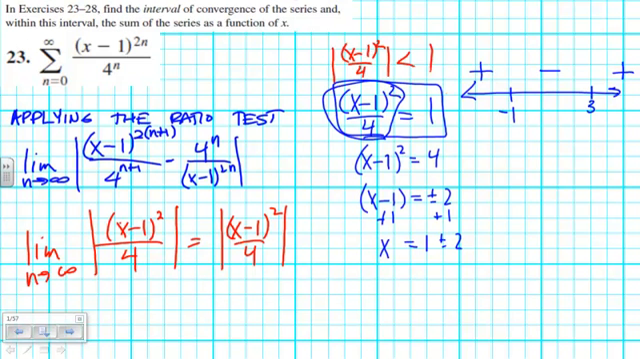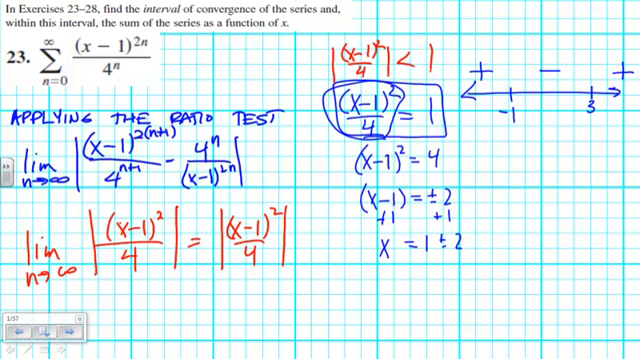So for what values of x is the absolute value of that expression less than 1? From negative 1 to 3. So when it's asking for the interval of convergence, x has to be between negative 1 and 3? Yep. Negative 1 is less than x, less than 3.